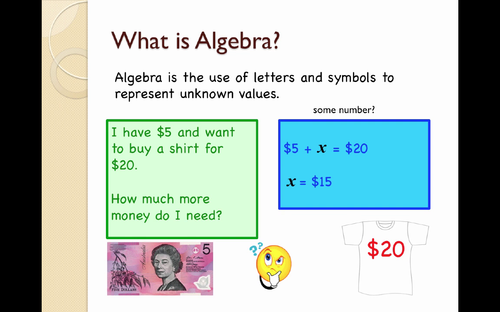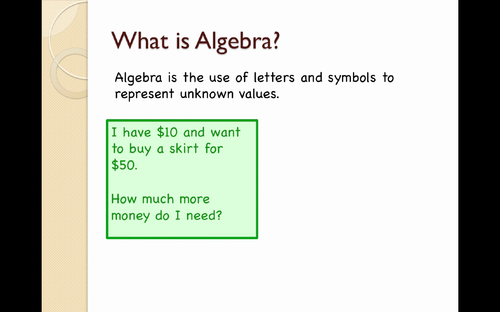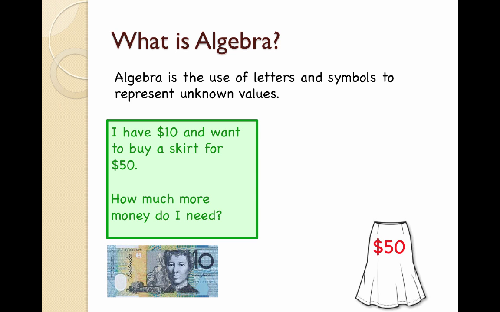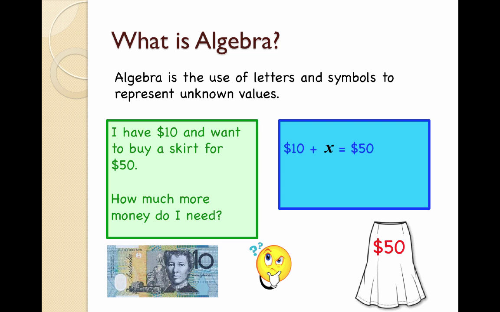But that's only for this example. If we have a different example, X might be something else. So let's look at this one. I have $10 now, and then I want to buy a skirt for $50. How much more money do I need? Well, I can write this in a shorter way using math symbols, and now I can use algebra. So my question becomes $10 plus X, some unknown value, will give me $50. It formalizes a little bit. And by looking at this, we should be able to tell that X was $40. Now, the algebra gets more complex to help us solve more complex problems, but this is just an example to kind of wet your beak a little bit.